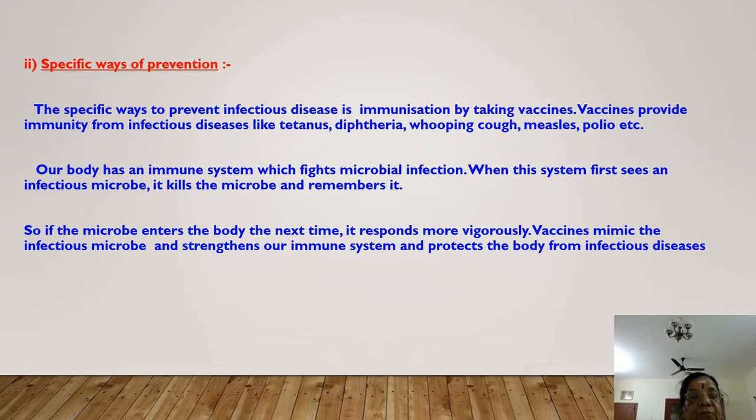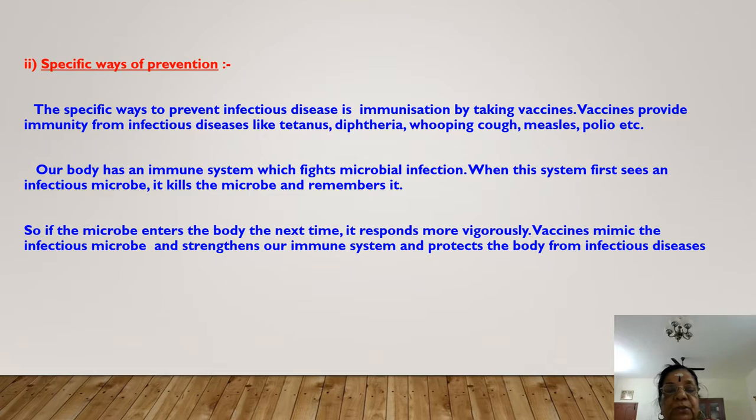The specific way to prevent infectious disease is immunization by taking vaccines. I repeat, the specific way to prevent infectious disease is immunization by taking vaccines. What are vaccines? Vaccines provide immunity from infectious diseases like tetanus, diphtheria, whooping cough, measles, and polio.